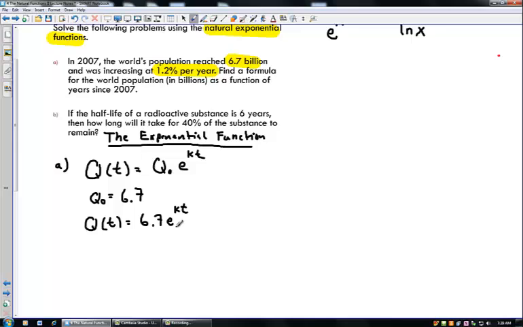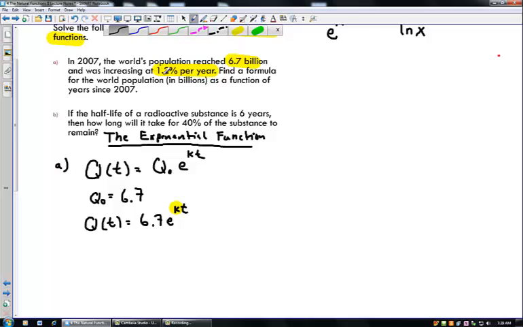I'm trying to find this formula, so the only thing I need to figure out is what is k? And this is what I'm looking for. I need to figure out k. If I find k, then I'll find the formula for the population. And we could even use, if you want, instead of using q, you could use p here. We'll stick with q since I started with q. But you could use p and p naught for population. You don't want to get stuck on a single letter. Of course, t is good for time.